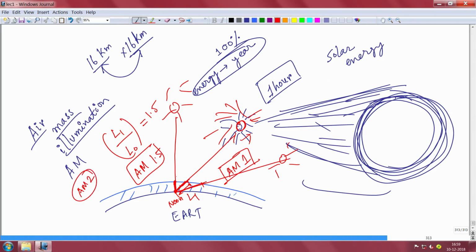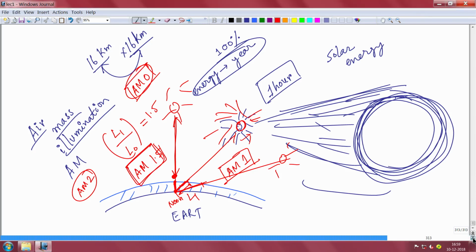If you are above the atmosphere, like a satellite above the atmosphere, the sunlight will come directly without any atmospheric interference, and then you call it AM 0, air mass illumination 0. What does this actually physically mean? This air mass will actually mean the spectra. I will tell you what.